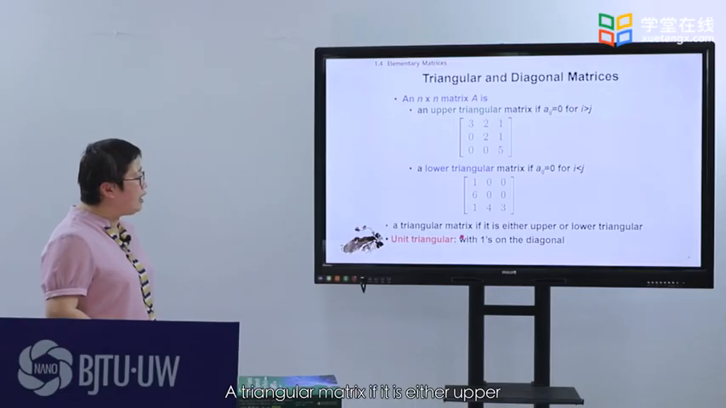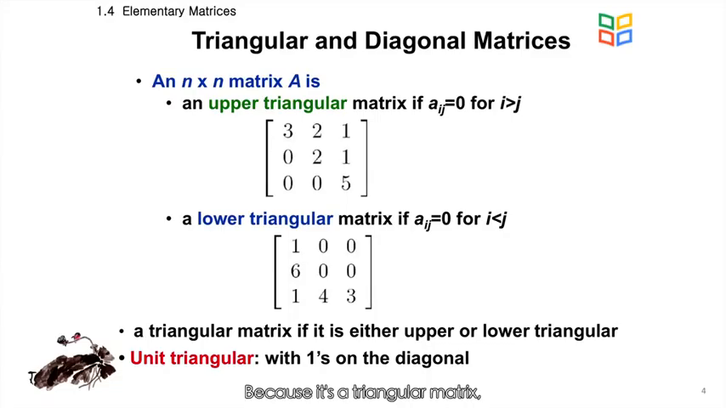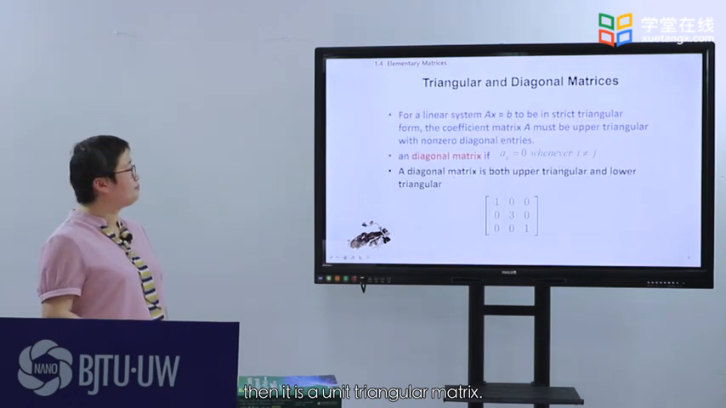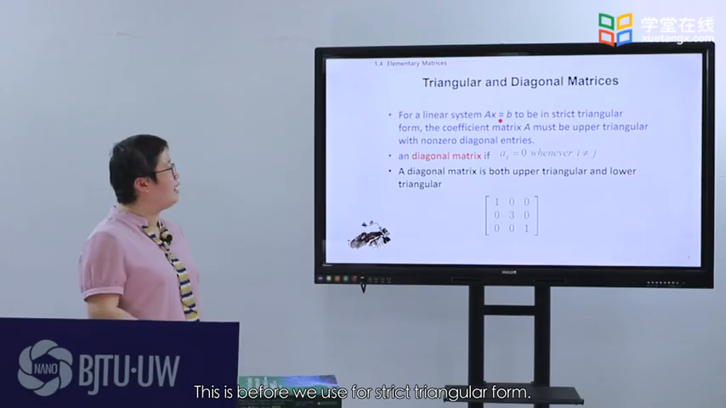Okay, if a matrix is either upper or lower triangular, we call it a triangular matrix. And we also have the unit triangular matrix. Unit triangular matrix means that the diagonal entries are all 1. For a linear system Ax equals b to be in strict triangular form, the coefficient matrix A must be upper triangular with non-zero diagonal entries. This is what we used before for strict triangular form.